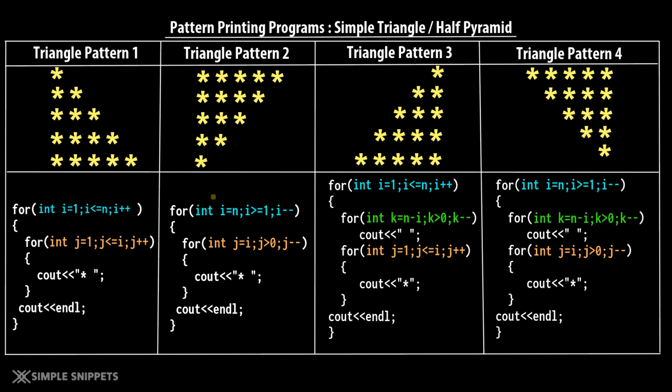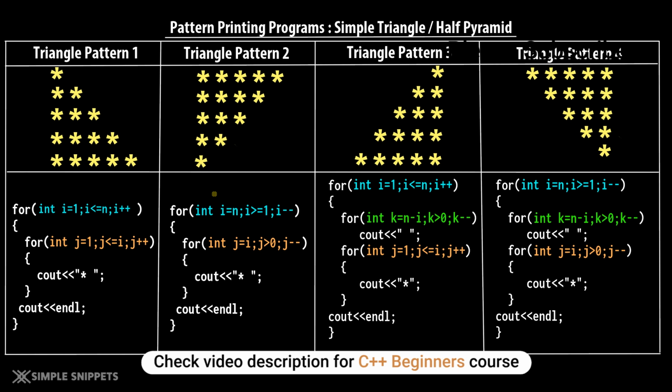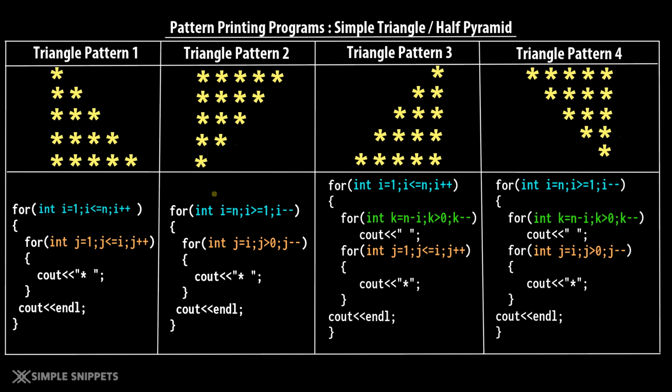Now I'm assuming you already know some general purpose programming language, preferably C++ because we're going to write the program in C++, but any other general purpose programming language will do. The logic is going to be the same. In this video we're going to take a look at how you can print triangle pattern 1 and triangle pattern 2. These are also known as half pyramids because they look like a half pyramid.